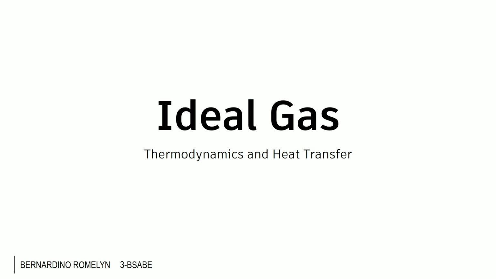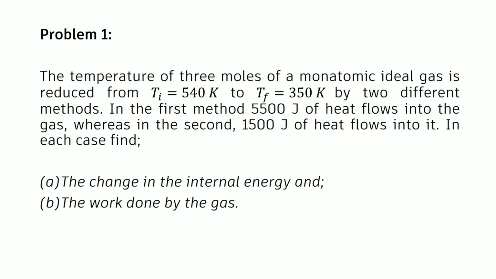Today, we have another chapter to be discussed and to be cited an example in ideal gas of thermodynamics and heat transfer. For our first problem, this is part 1 of our problem. The temperature of 3 moles of a monoatomic ideal gas is reduced from its initial temperature 540 Kelvin to its final temperature 350 Kelvin by two different methods.